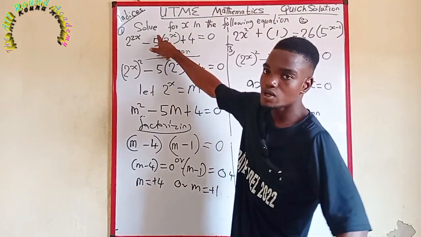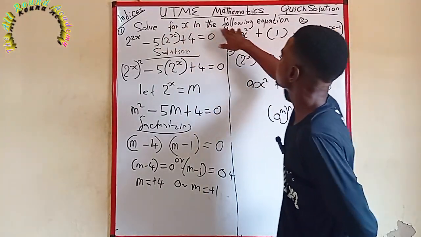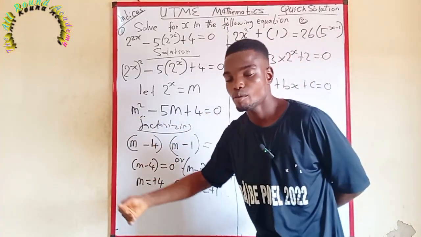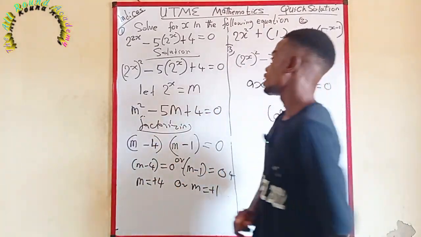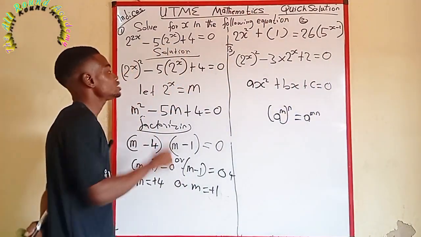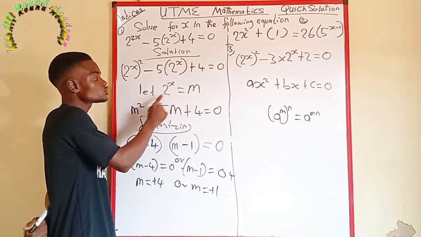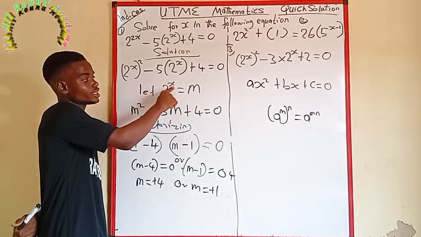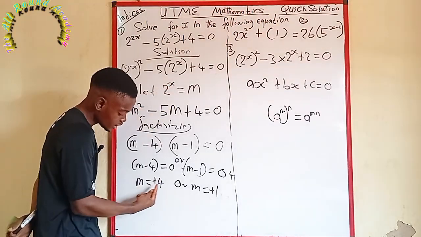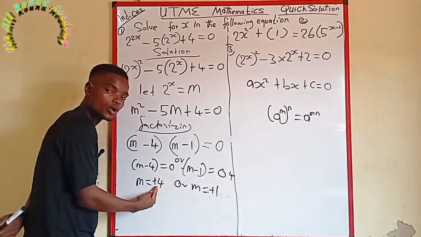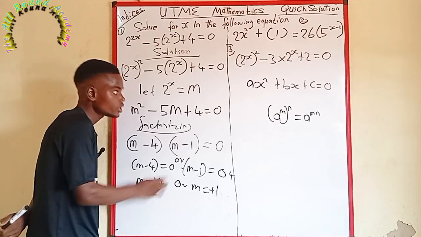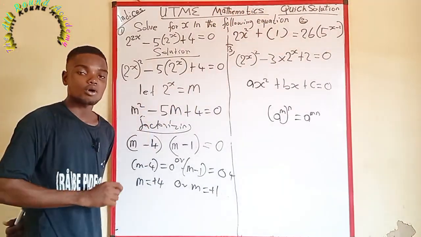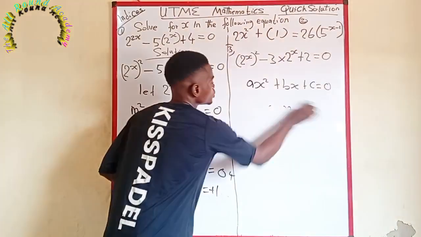But in this expression, they say we should find, solve for s in the following equation. We just introduced m. It is not what we are looking for. Hence, we are going to return back to this expression whereby we say let 2 to the power s equals m. For us to now find s, we are going to substitute the individual values we have for m in this particular place here, and then we can be able to solve for s.